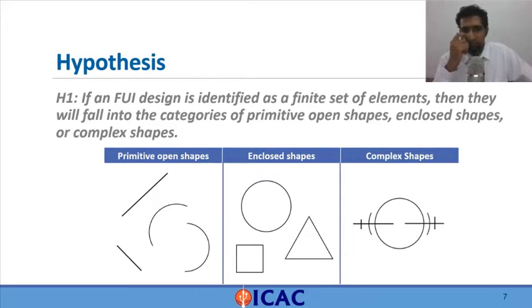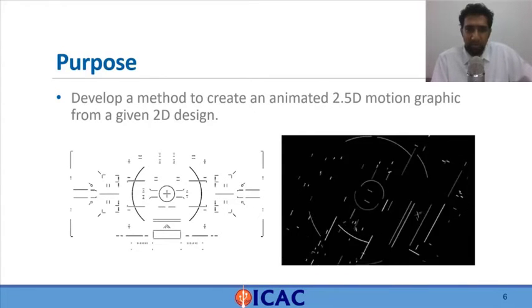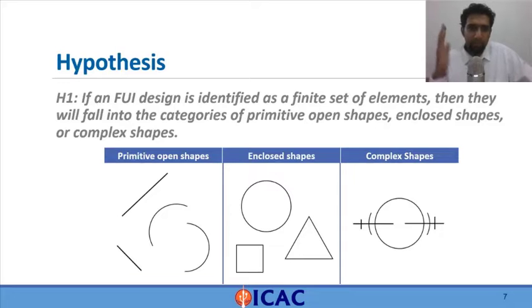The main hypothesis, hypothesis 1, is that given a 2D design, you can decompose it to individual shapes that are either simple open shapes like lines and arcs, or enclosed shapes such as circles or squares, or complex shapes such as the one here, which is several shapes overlapping with each other.